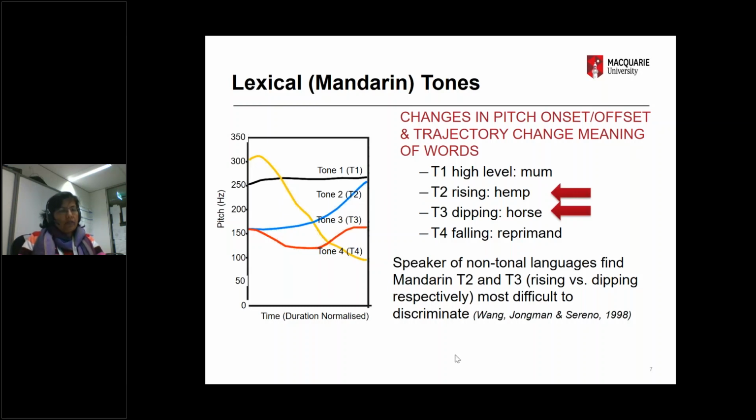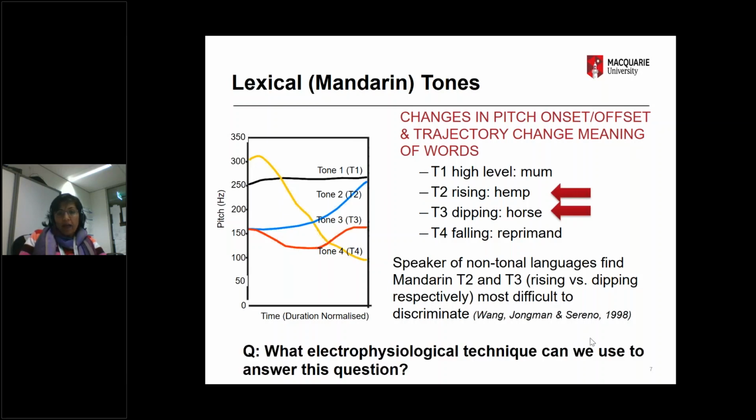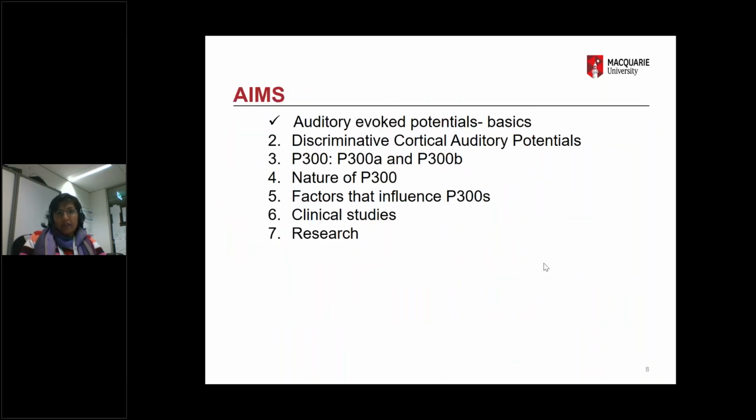So the question we asked was not about percept of these. We wanted to know, these are Mandarin tones and very familiar to Mandarin speakers, but can English speakers appreciate these as well? So there's no point using ABRs, there's no point using just the cortical responses, so what can we use? And what we've done is we've chosen T2 and T3 because that's been found to be the most difficult to differentiate. So the question we were asking is, what can we use to differentiate? And this brings me to the next topic.